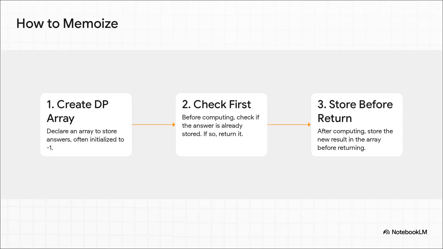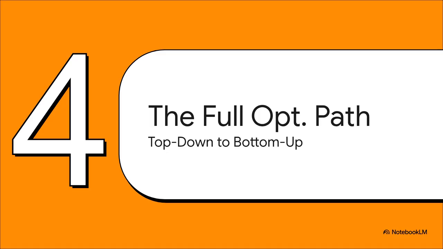Then you add 1 simple check right at the top of your function. Hey, have I solved this exact problem before? If you find an answer in your cache, you just return it immediately. If not, you do the calculation like you normally would, but, and this is the key, right before you return the answer, you store it in your cache for next time. That's the whole trick. So this memoization approach, which we also call top-down DP, is a massive, massive performance boost.